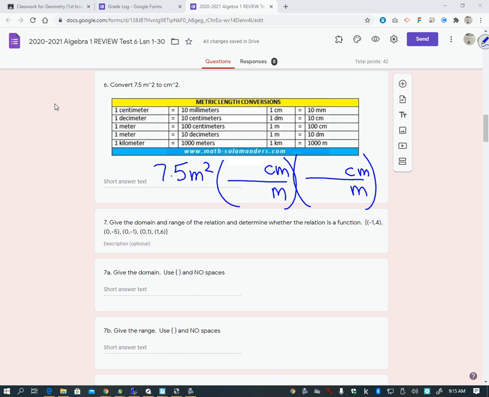Now, what is bigger, a meter or a centimeter? A meter. So that gets the number 1 on both of them, right? How many centimeters are in a meter? 100. In fact, it says so right here. So there's 100 and 100. So I need to take 7.5 and do what? Multiply it by 100, and then take that answer and multiply it by 100.